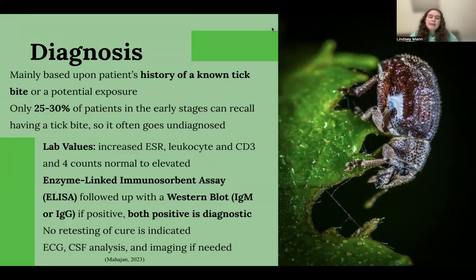And if both are positive, that's diagnostic for Lyme. And there's no retesting for cure indicated, because you can still test positive for Lyme months or years later. And they do both of these tests through blood draws.